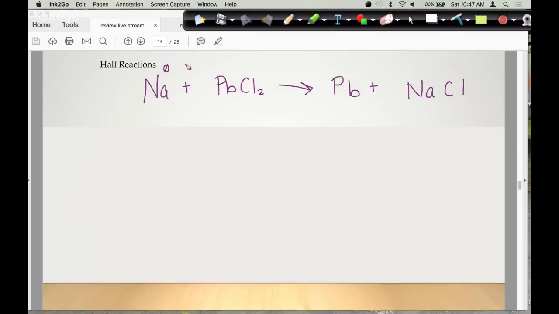So the first thing to do is to plug in our oxidation numbers. Remember, metals or nonmetals that are by themselves with no charge written, that would be considered to be a charge of 0. That would be an atom that has no charge.